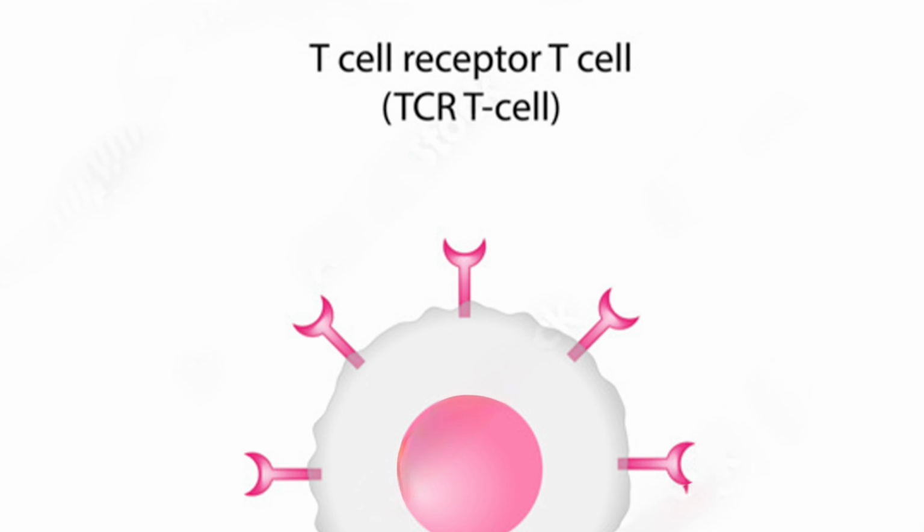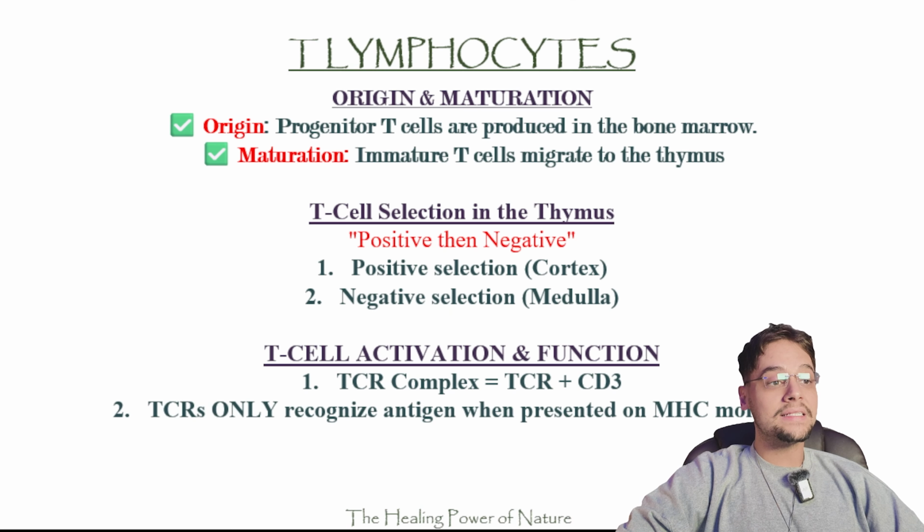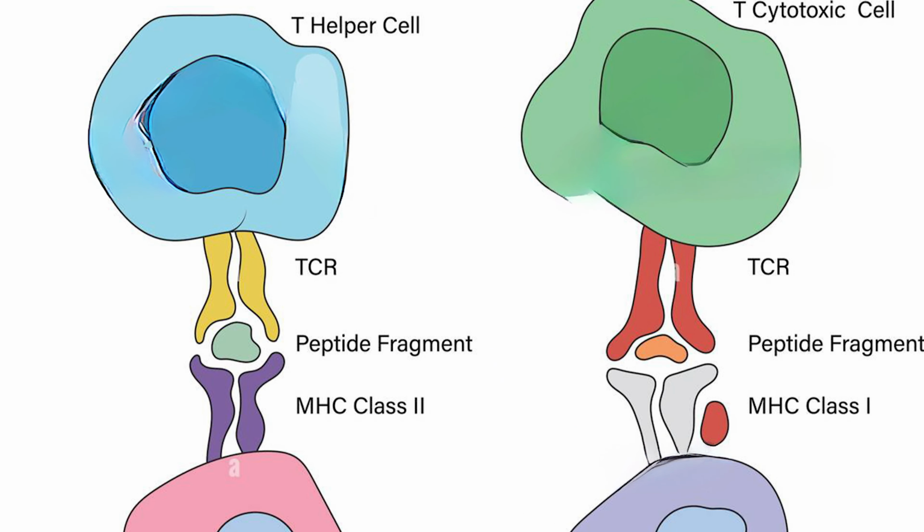So, T cell receptor activation and function. Remember the T cell receptor complexes and antigen recognition. T cell complexes require T cell receptors plus CD3. CD3 helps transmit signals. TCRs only recognize antigen when presented on MHC molecules. So remember, TCRs only see antigen on MHC.